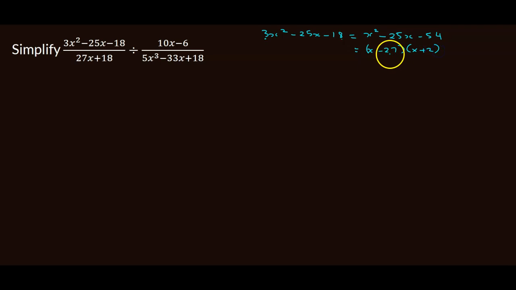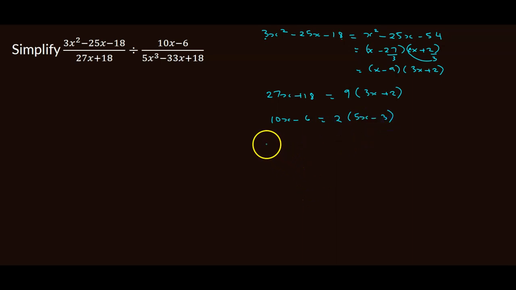So now that we have this, we're going to divide each of these by 3 because that's what we multiplied in the first place. So we have x minus 9, and then this 3 is going to move over here. So we have 3x plus 2. The next one is 27x plus 18. So we have 9 as a common factor, and we have 3x plus 2. And then we have 10x minus 6. That's going to be 2 as a common factor, 5x minus 3.